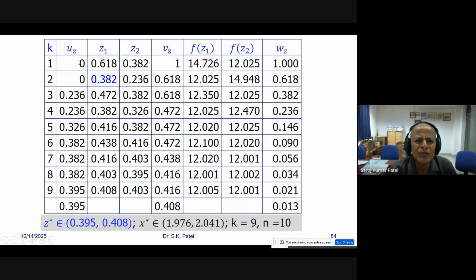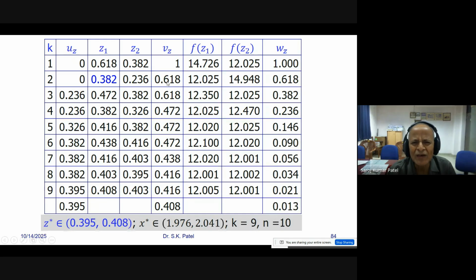So we started from 0 to 1, that is uz to vz, and the two intermediate points 0.618 and 0.382. At Z1 the corresponding f(Z1) is 14.726, at Z2 the corresponding f(Z2) is 12.025. And after eliminating, we get 0 to 0.618. So new uz is 0, new vz is 0.618.